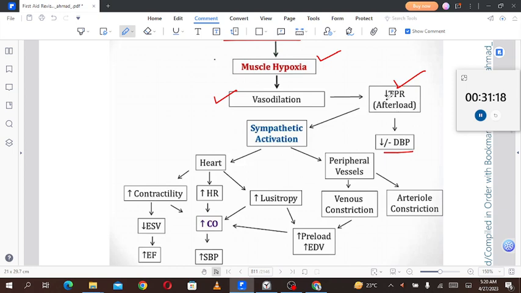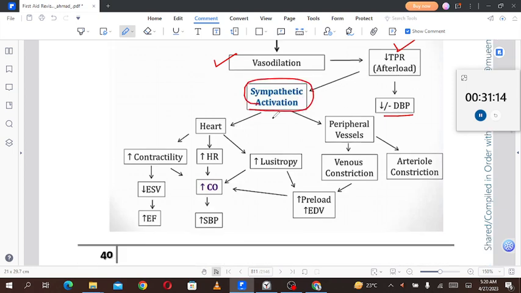Decrease in total peripheral resistance will cause an activation of the sympathetic nervous system. Now the sympathetic nervous system will act on the peripheral vessels, causing the venous constriction, that causes an increase in the preload and end-diastolic volume, and the arteriole constriction that will cause an increase in the total peripheral resistance and increase in the afterload. That is a minor thing, so it does not affect the diastolic blood pressure. Just forget about this thing. Total peripheral resistance decreased, diastolic blood pressure decreased, that's it.